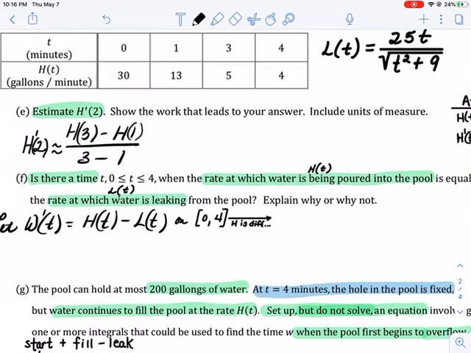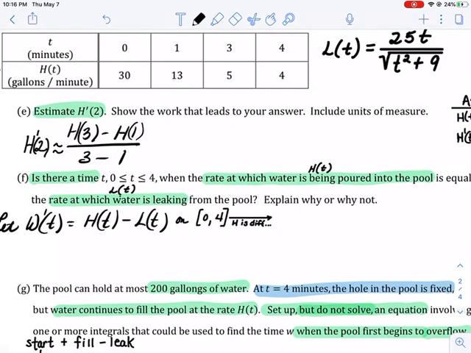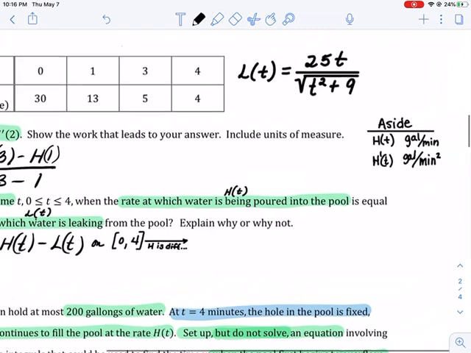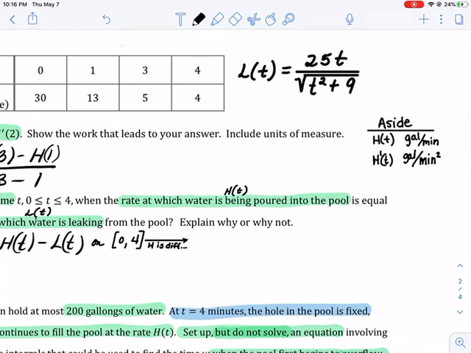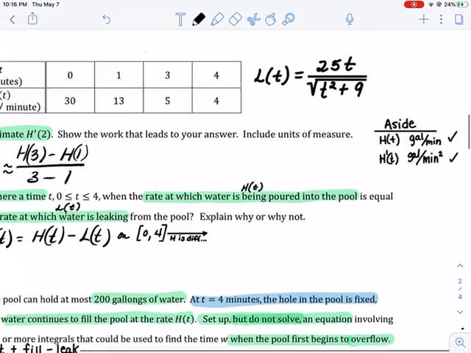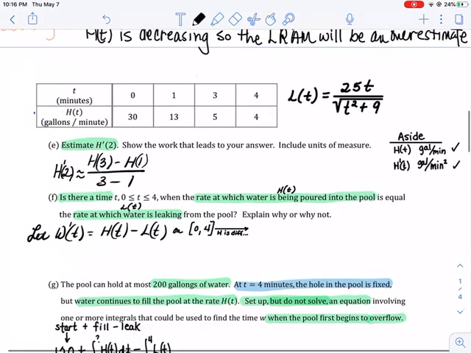So the first problem, we want to estimate h prime of 2. I'm going to remind myself that h of t is gallons per minute, and then h prime of t is gallons per minute squared, like the acceleration, the rate of change of the rate. Because h is differentiable, that means it's continuous. So somewhere in between 3 and 1, there's a 2 in here somewhere. So if I want to know what h prime of 2 is, I can kind of go around it.